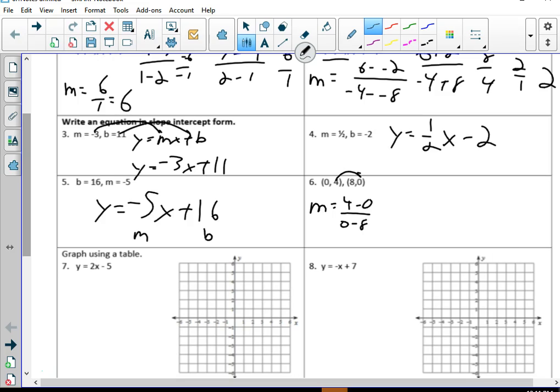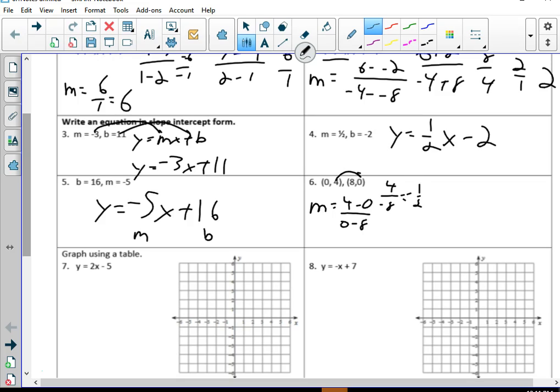So what is that? So what? 4 over 8. Careful. 0. No. 0. 4 minus 0 is 4. 0 minus 8 is -8. So my slope is -1/2.